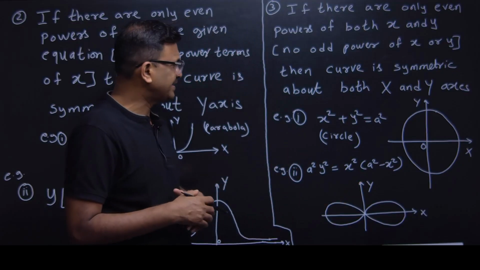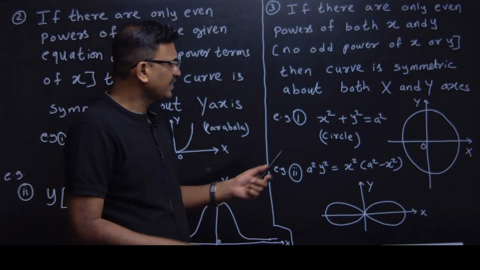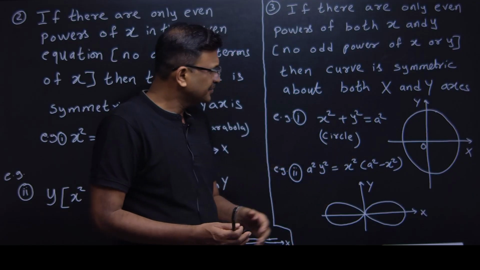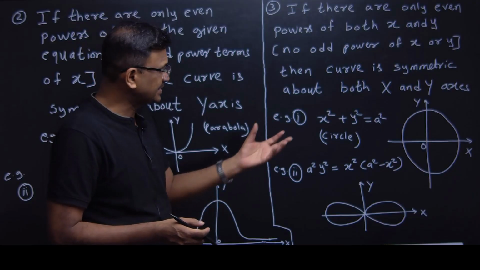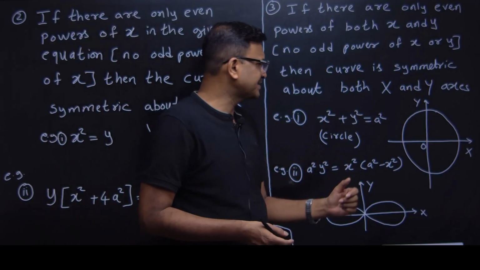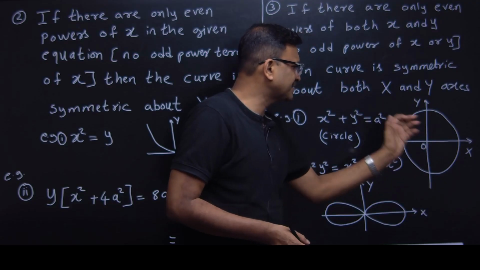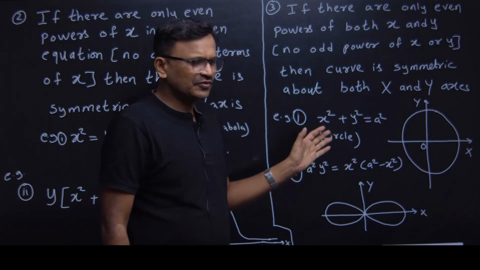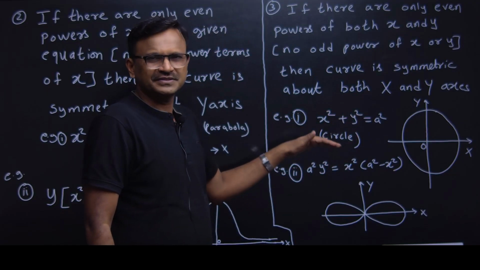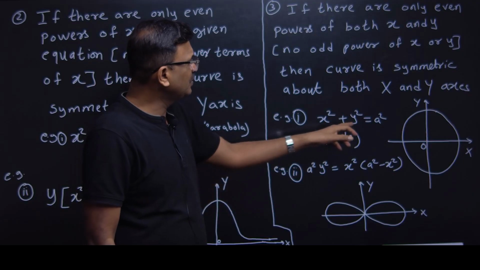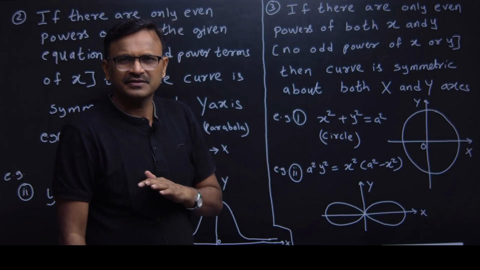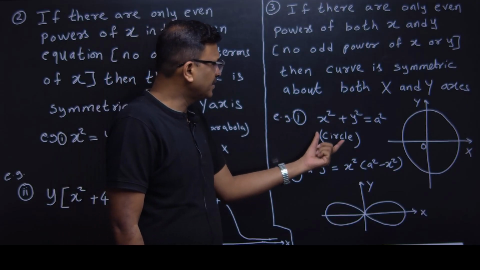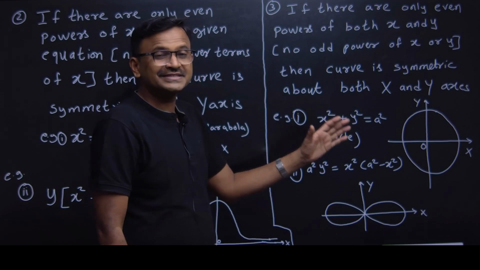For example, if you have an equation of the curve of this form, x square plus y square is a square. This is a basic simple example of a standard circle. We know that is the equation of a circle with center at origin. There are only even powers of x and y in the equation, no odd power of x, no odd power of y. Therefore, the curve is symmetric about both x and y axis.